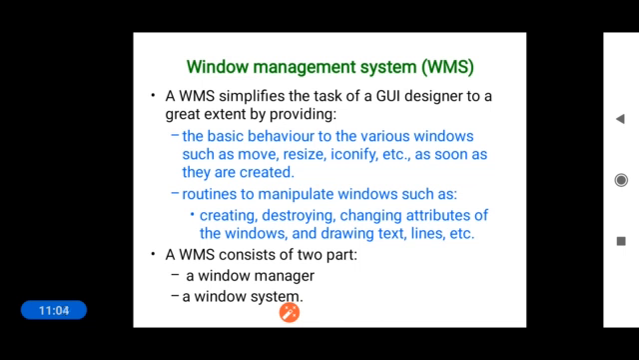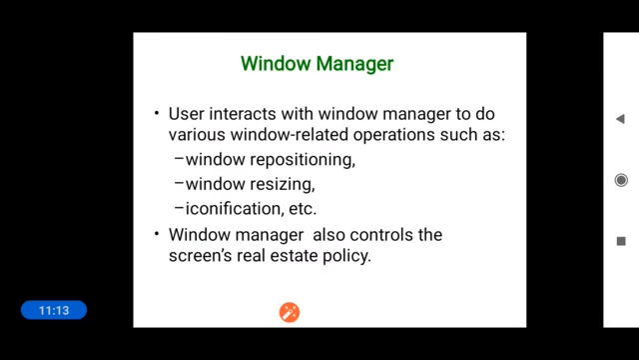Generally this WMS consists of two parts. One is a window manager and the other one is a window system. Now let us begin with the window manager. This window manager plays an important role. It is used by the user, like it acts as an interface between the user and the window system. The user interacts with the window manager to do various window related operations such as window repositioning, resizing, iconifying, etc. And this window manager can also control the screen's real estate policy.